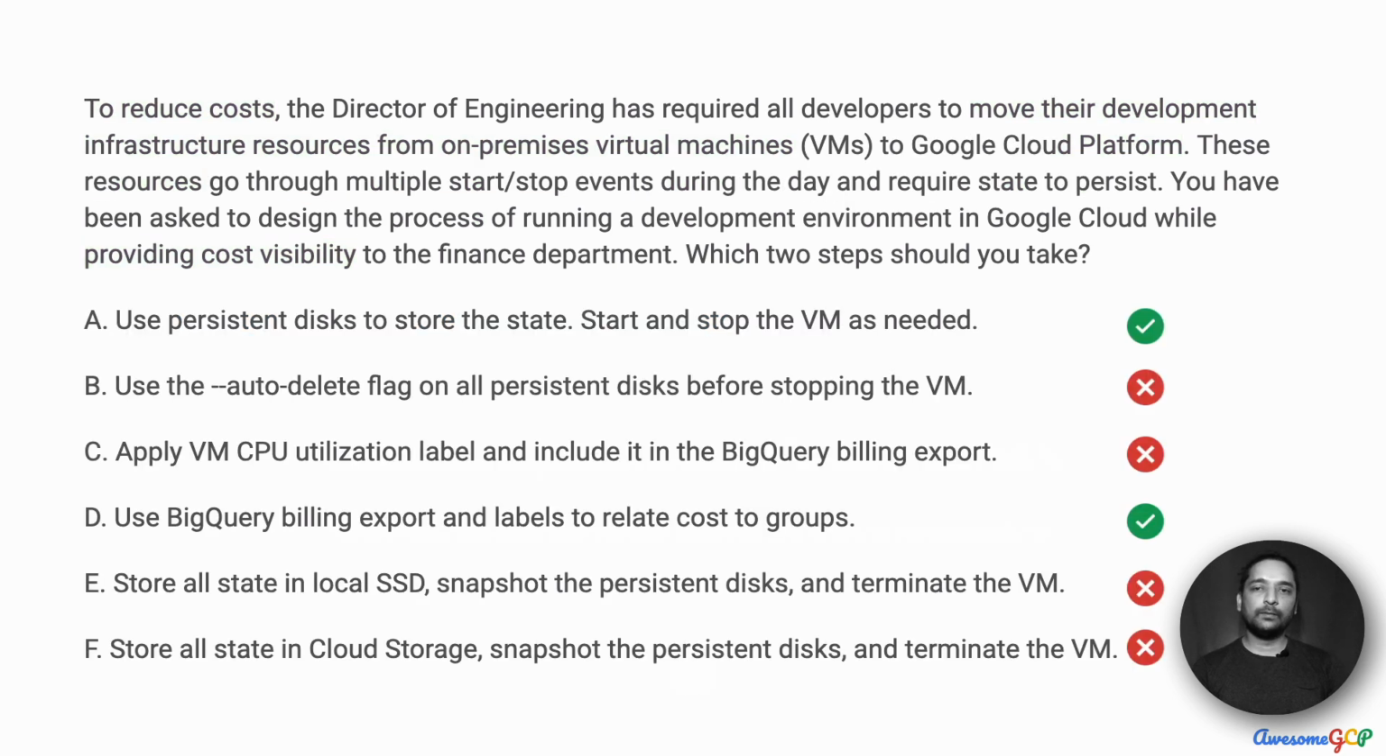Looking at all of them now, only two options stand out as suitable for what we want to get done. Option A is to use persistent disk to store the state, after which you can start and stop the VM as you need. Also, label the resources depending on the group or the dev team that they are a part of, and then export that data to BigQuery so that it can be analyzed by the finance team.